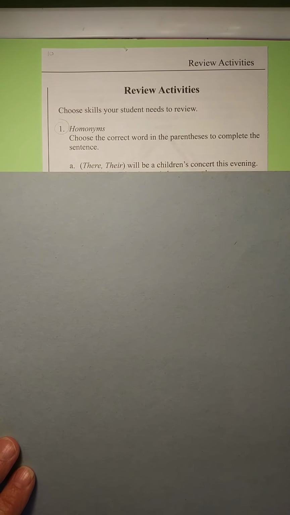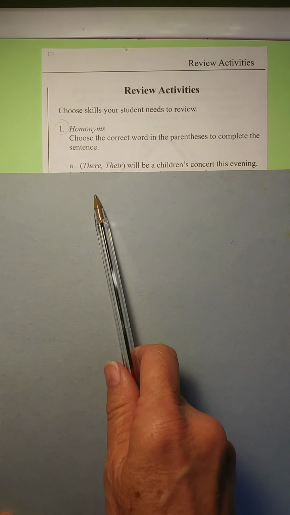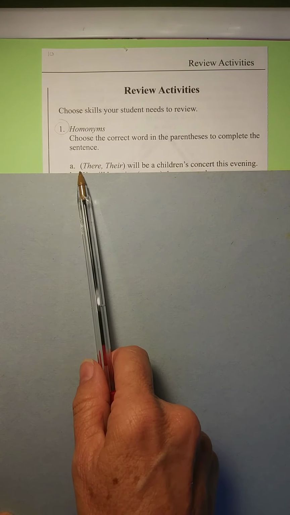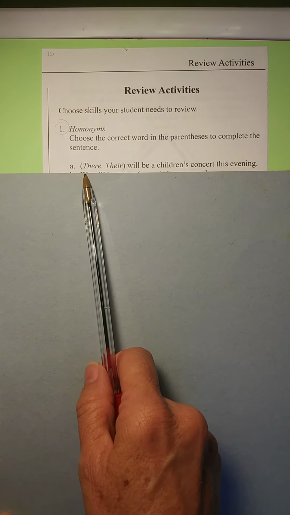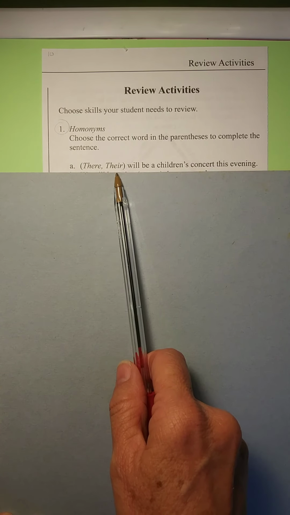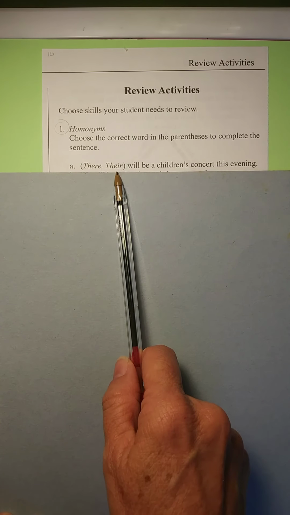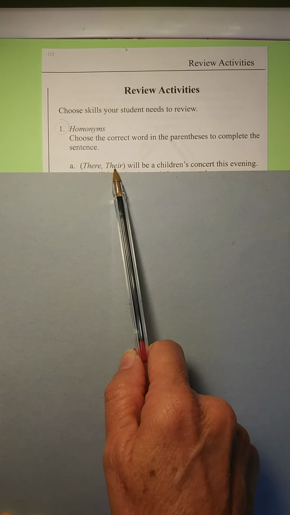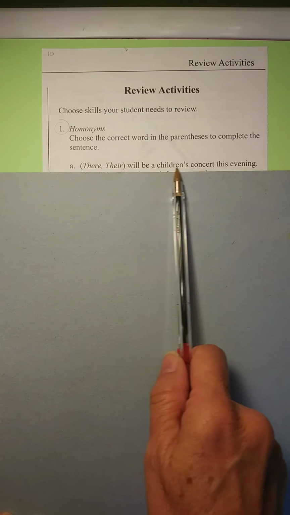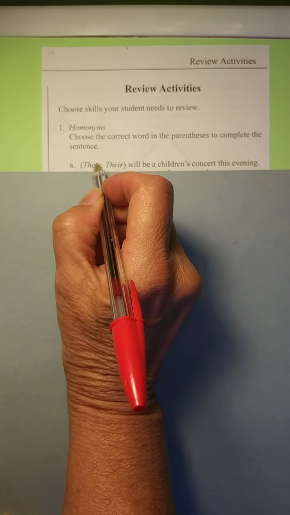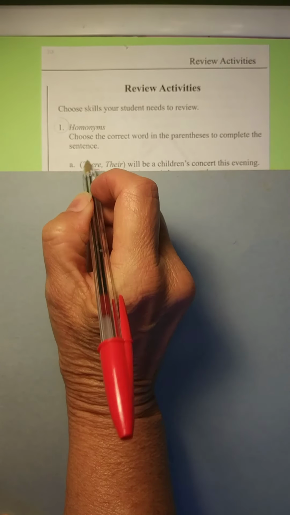Alright, so in the first one, you're going to choose which one is correct. I don't know if you can see this or not, but I'll read it to you, or you can follow along in your book. This is review activity 1A. There will be a children's concert this evening. Which there are we going to use? Well, this there is a possessive pronoun, meaning something belongs to somebody. And we're not talking about anything belonging to anybody in this sentence. So the correct answer is this one, there. T-H-E-R-E.